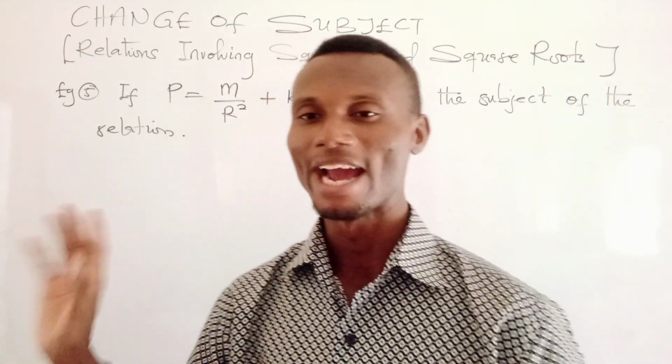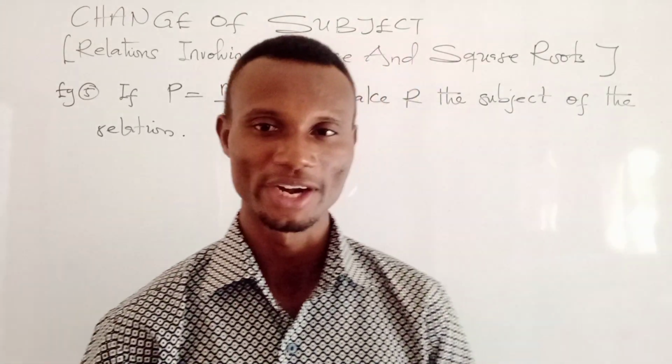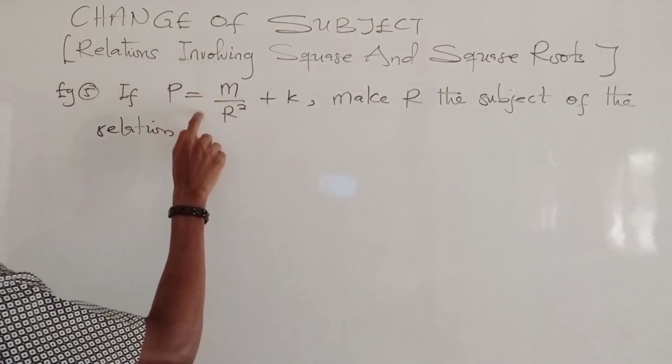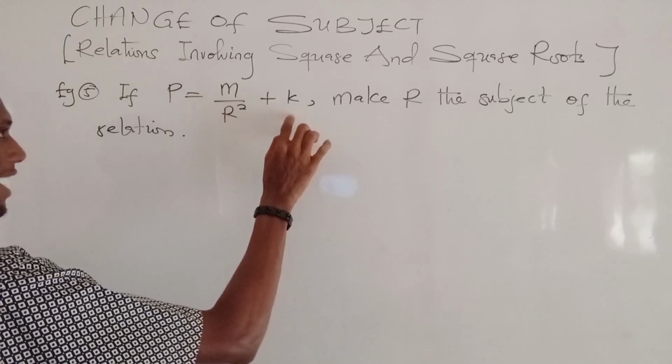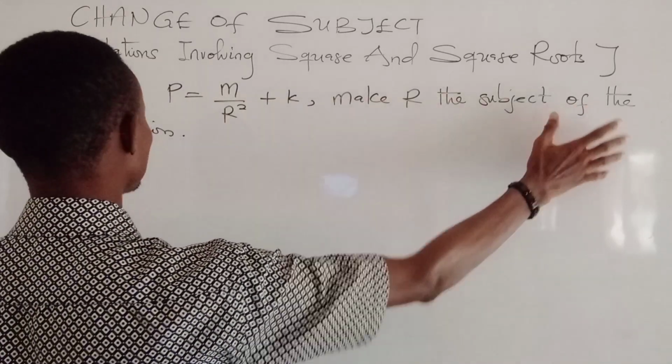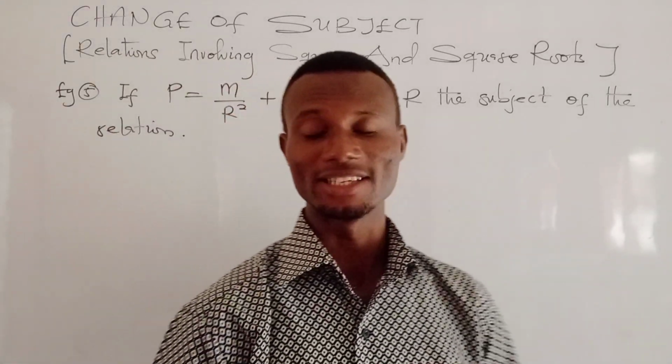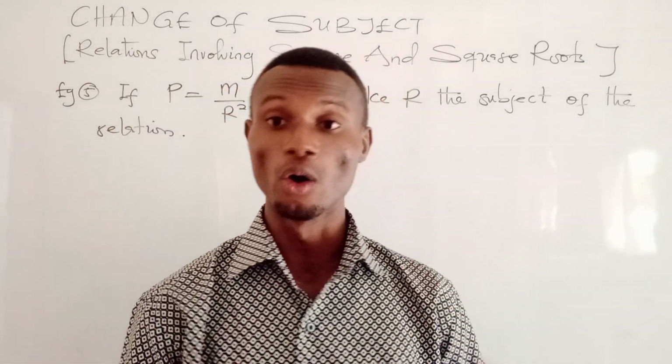Let's go ahead and handle the example 5 that I have on the board. So example 5 says, if p equals m over r squared plus k, make r the subject of the relation. So we are being asked to make r the subject from the given relation or equation.